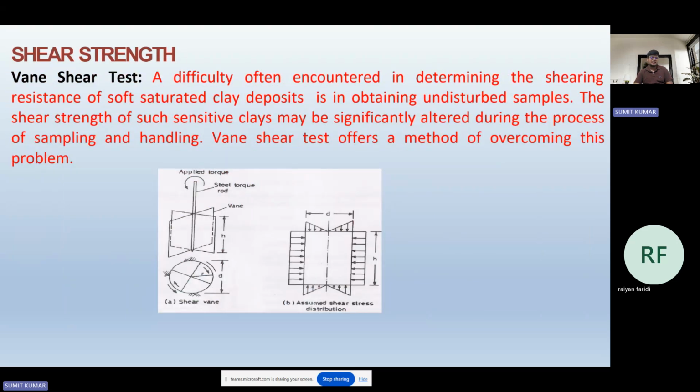Now we move to the vane shear test. In the vane shear test, a difficulty often encountered in determining the shear resistance of soft saturated clay deposits is in obtaining an undisturbed sample. The shear strength of such sensitive clay may be significantly altered during sampling and handling. The vane test offers a method for overcoming this problem, because it can be applied in the field as well as in the laboratory. So the problem which earlier existed for the direct shear test and the triaxial test could be eradicated.